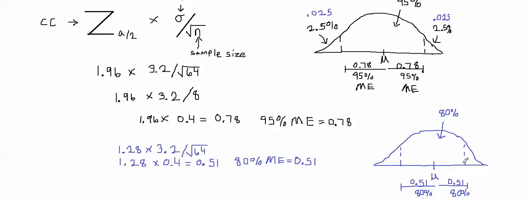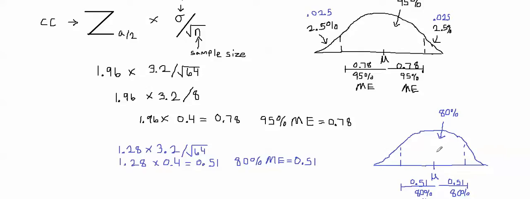We have this boundary that's 0.51 below the population mean, and this boundary that's 0.51 above the population mean. And we've just discovered that 80% of the possible samples fall between those two boundary points.